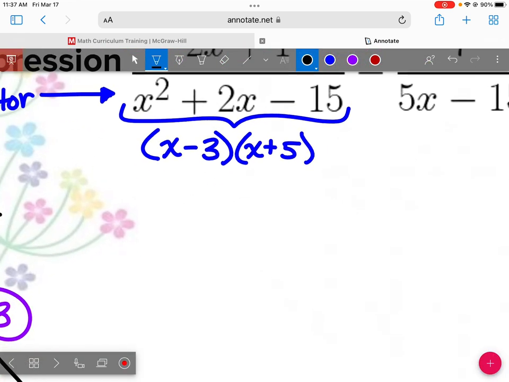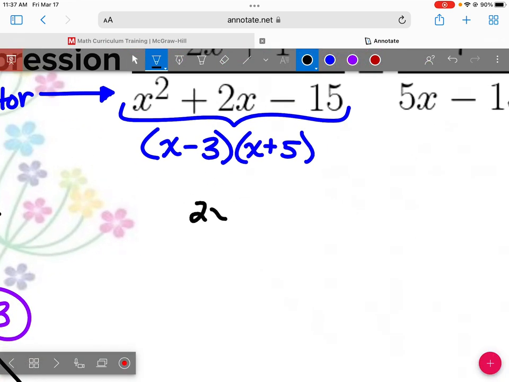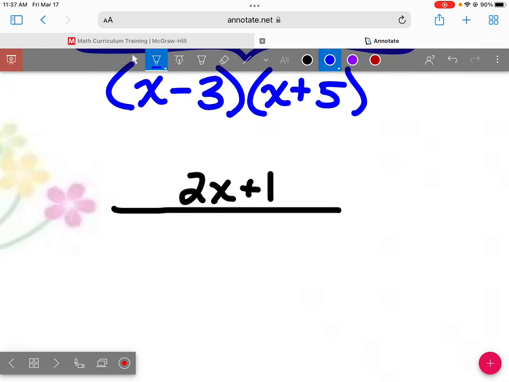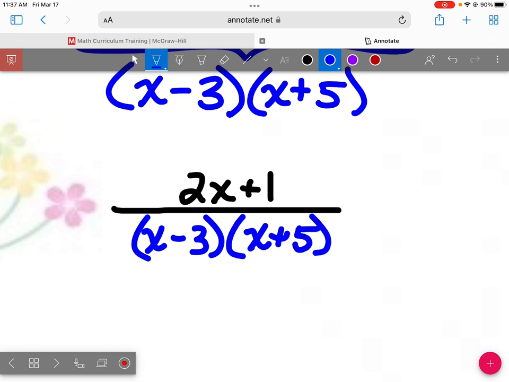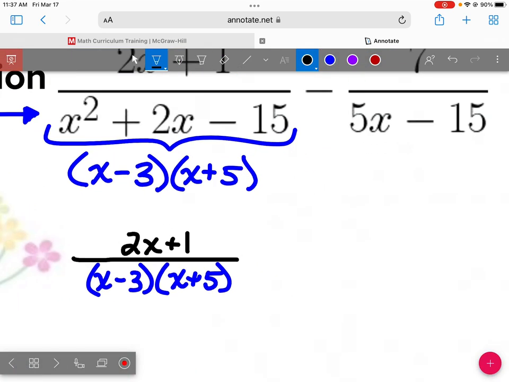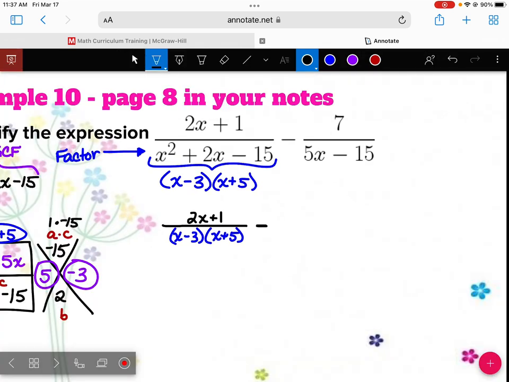So I'm going to rewrite this first fraction. 2x plus 1 over x minus 3 times x plus 5. I'm going to bring that subtraction down.